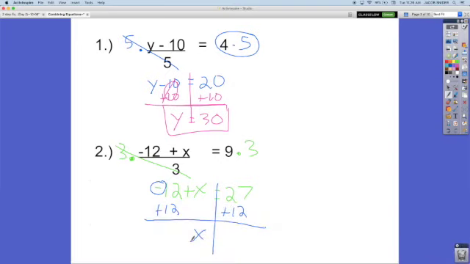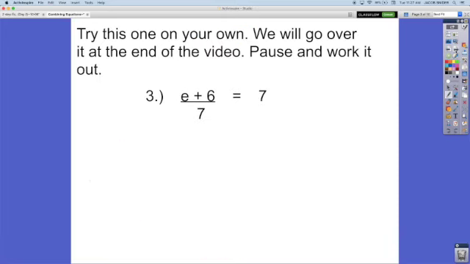Punch it into your calculator if you want, or we can just do this one the old school way. 7 plus 2, 9. 2 plus 1, 3. x equals 39. Okay? So far, so good? Okay, let's keep going. Step it up.